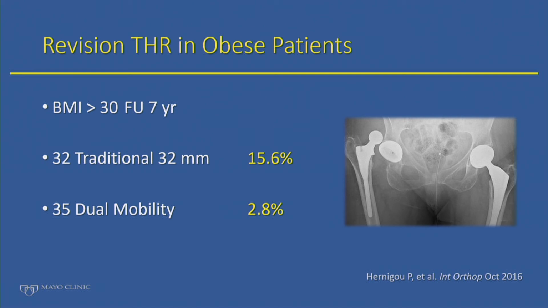One more study before I move on. This is a paper just on obese patients in revision surgery from abroad by Hernagau. And look at, again, very similar numbers to ours in the reimplantation. Again, dual mobility, 3% roughly for instability.